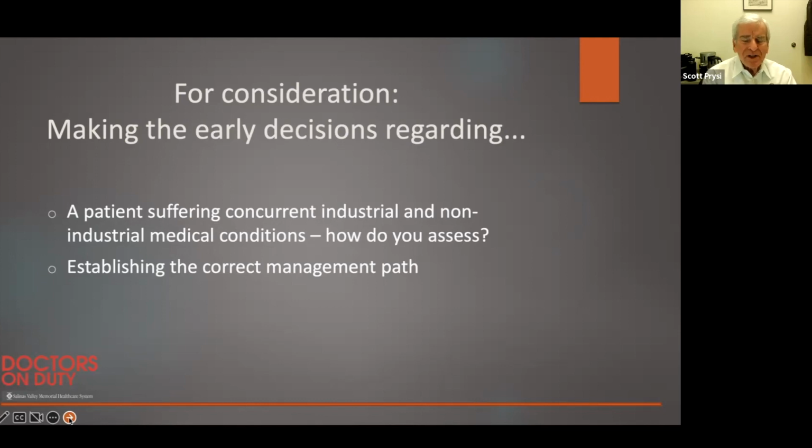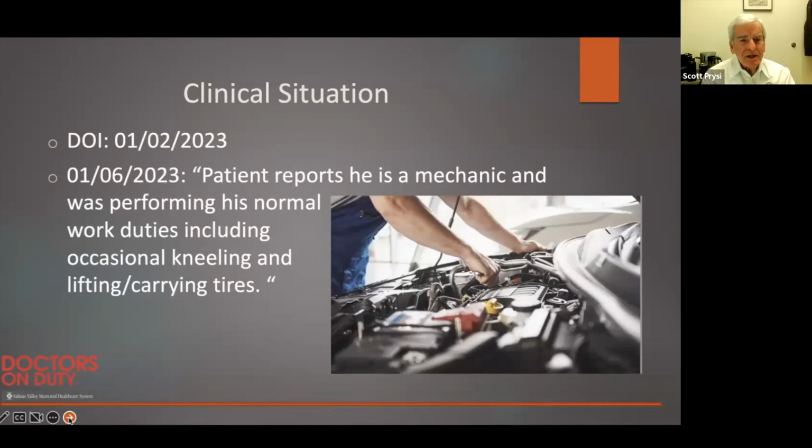And the place I see that is patients who come in as an urgent care patient and they've got a pre-existing problem and then they've had an MVA or a slip and fall in a market. So we're making these kinds of decisions both in the work comp and in the group health marketplace. Next slide, Scott. So here's the deal.